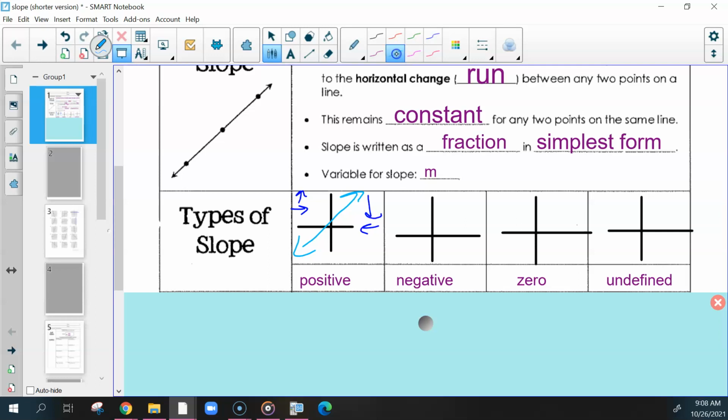So for negative, looking left to right, it would go this direction. So my rise would be down, my run would be right. So that's one way we can look at a negative slope. The other way, looking right to left, if I go up and go left, that would also give me a negative slope. So with your negatives, only one can be negative, not both, because then it would be positive. So either down or left, not both.